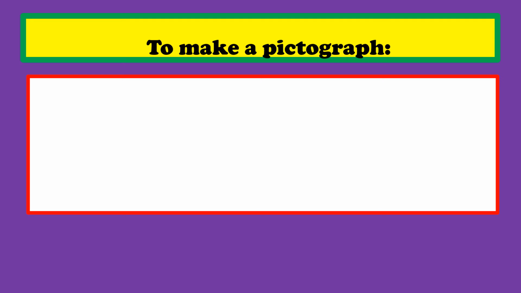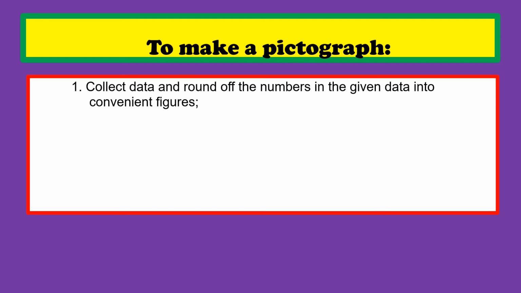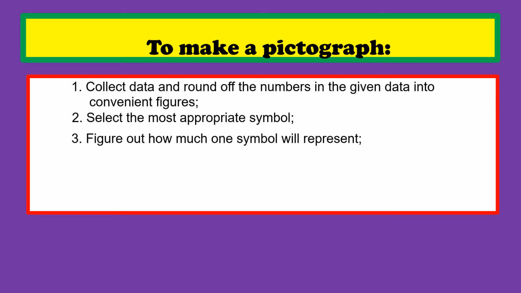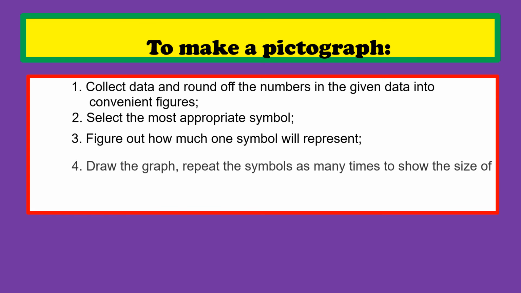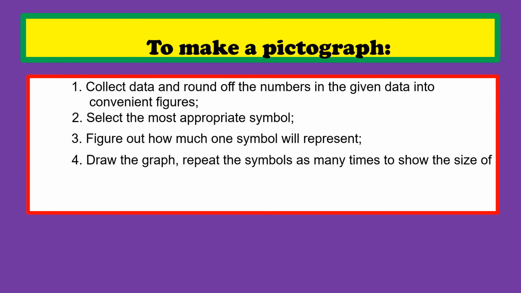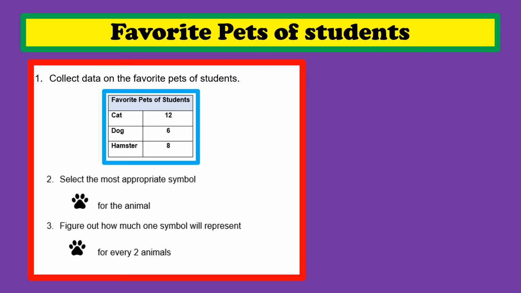How to make a pictograph. Collect data and round off the numbers in a given data into convenient figures. Select the most appropriate symbol. Figure out how much one symbol will represent. Draw the graph. Repeat the symbol as many times to show the size of each group. Write the scale and title of the graph.